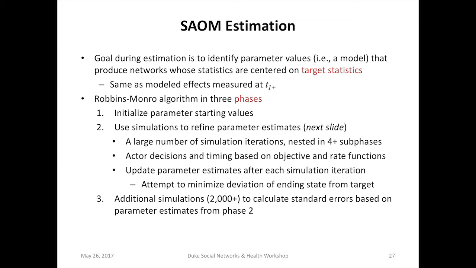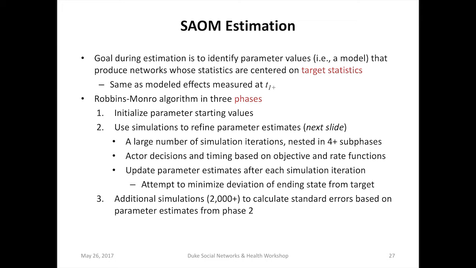So the way the model works is for each effect you include in the model, there is a target statistic. A simple example: if we include reciprocity in the model, there's a target statistic that's the number of reciprocated ties. What estimation is trying to do is find parameter estimates that, when you let the model run and measure the number of reciprocated ties at the end, match that target statistic. So we're trying to match the target statistic for every effect included in the model. Those target statistics are the effects summed across time two and on. We're taking time one, conditioning on time one, and letting everything go from there.